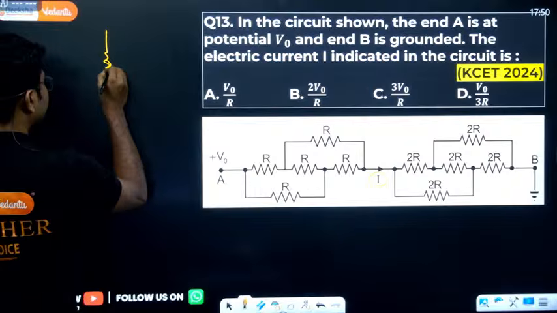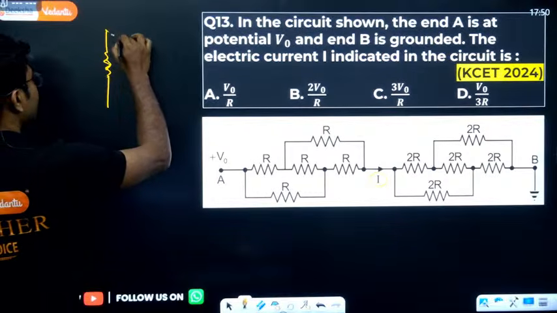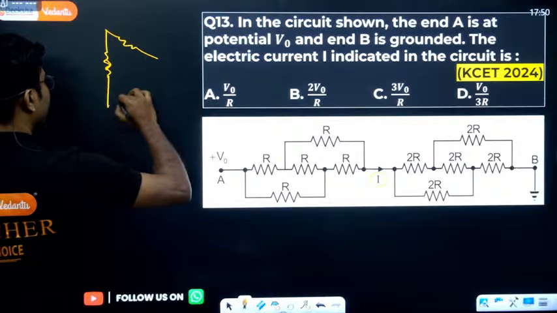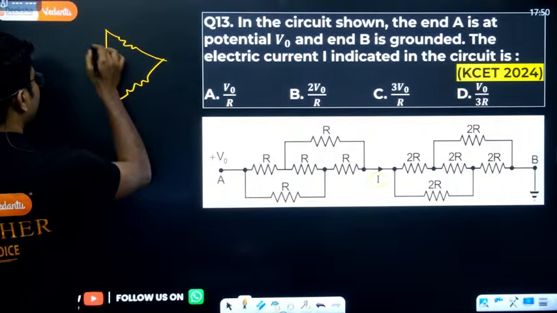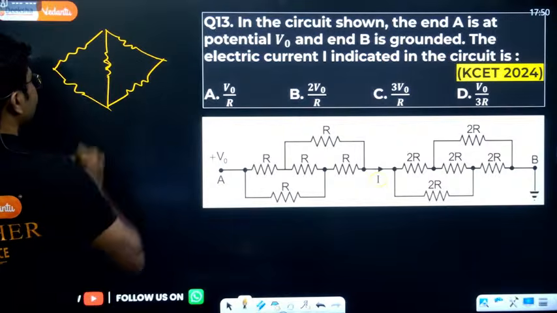There is a galvanometer. Generally, in a galvanometer, if you replace it using a resistor, it looks like this. This is one point, this is another point. Here this is another resistance, and this is another resistance. This is the Wheatstone bridge pattern.